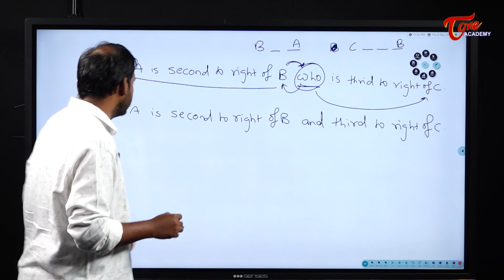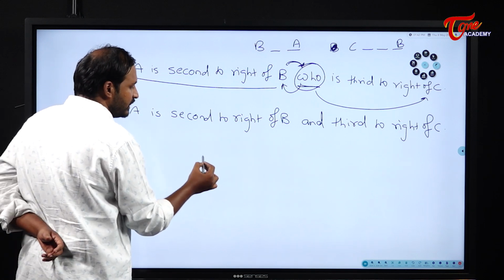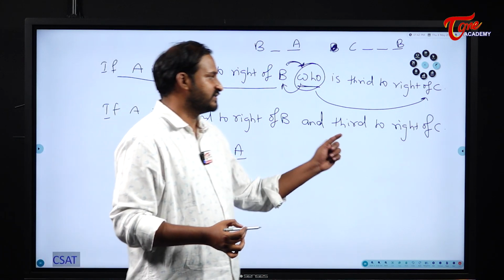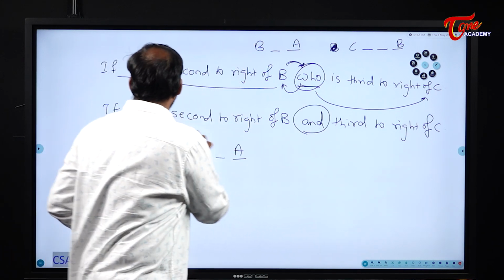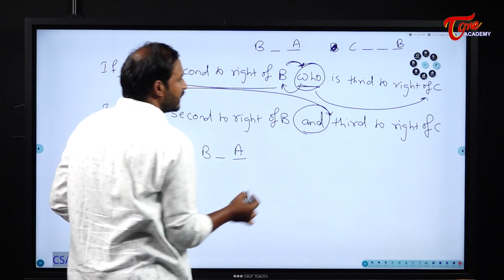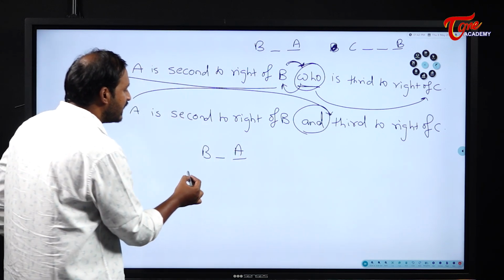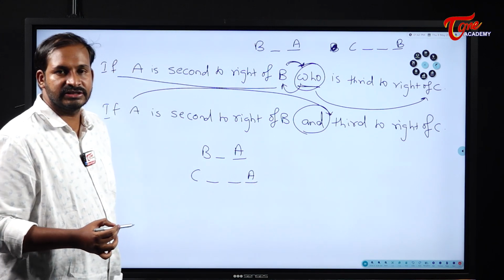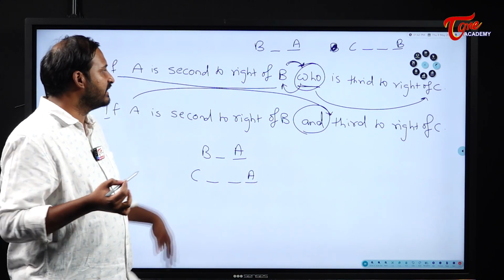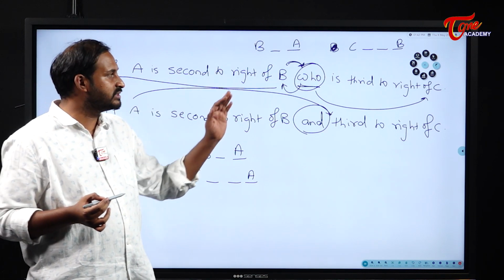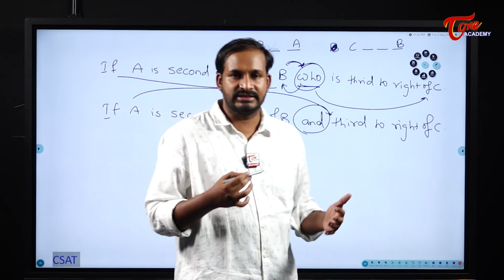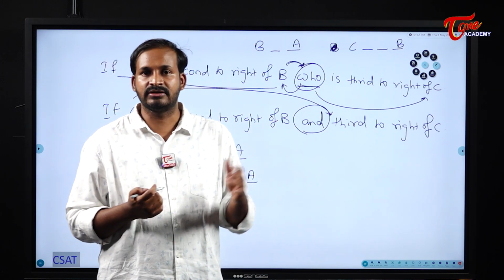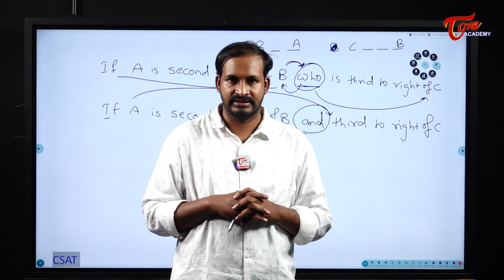Similarly, please see this one. A is second to right of B. There is B, and to its second I have A. And third to right of C: "and" will reflect our first person here. That means the same A is third to right of C. Understood, students? You should understand the difference between this statement and this statement, because you will come across these types of statements a lot while solving questions from seating arrangement or puzzles.